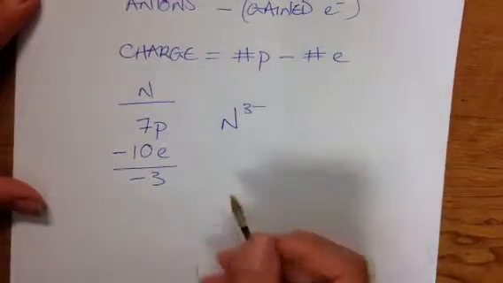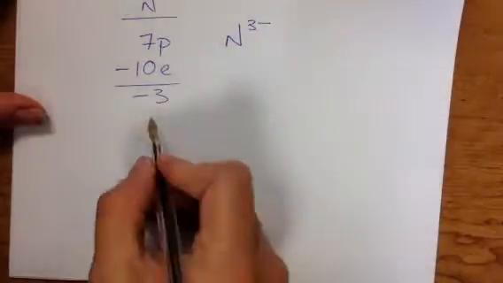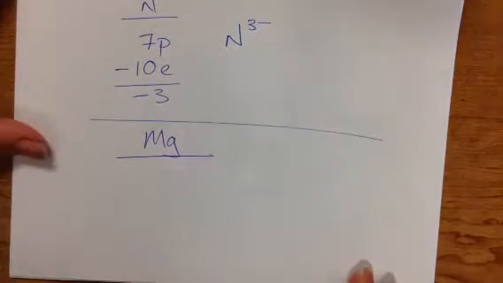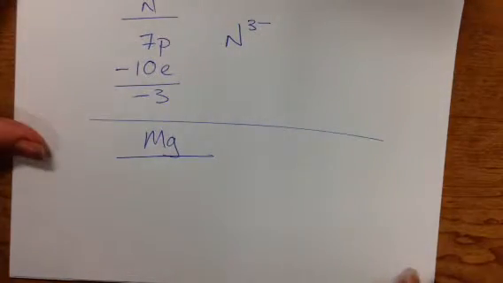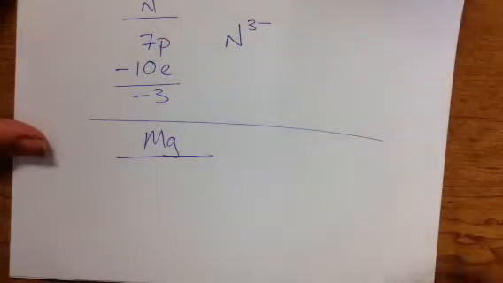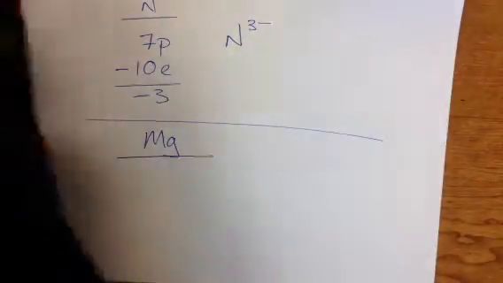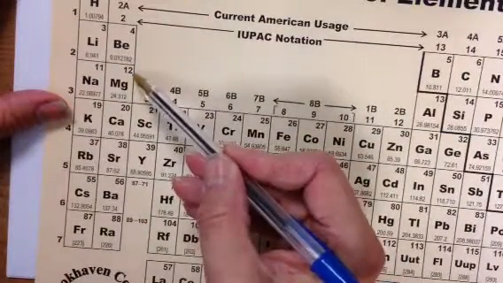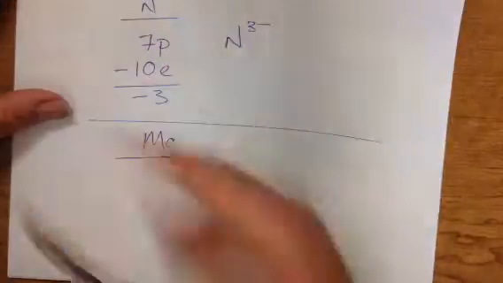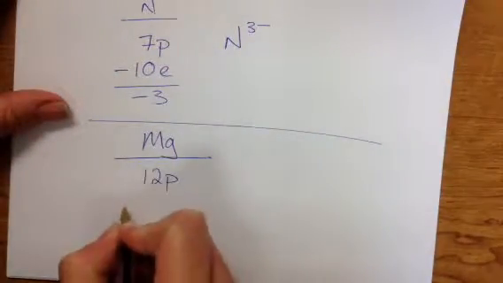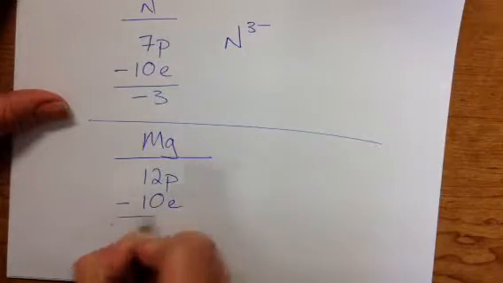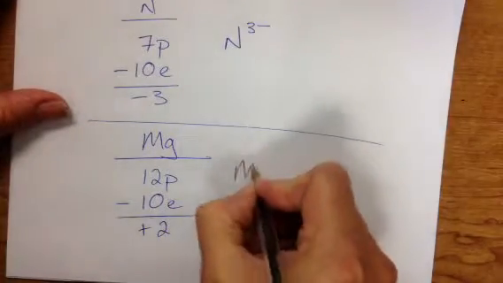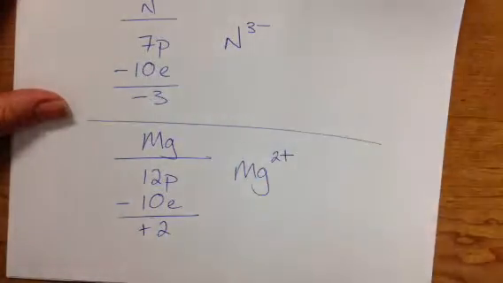Okay, let's do another one. Let's maybe choose a positive one this time. Let's do magnesium. Let's calculate the charge on the magnesium ion that also has 10 electrons. First thing we have to do is find the number of protons in magnesium, which is right here. You can see magnesium has 12 protons. 12 protons minus 10 electrons, 12 minus 10, +2. So the charge on the magnesium ion we write as 2+.